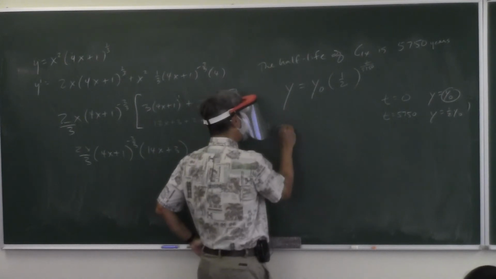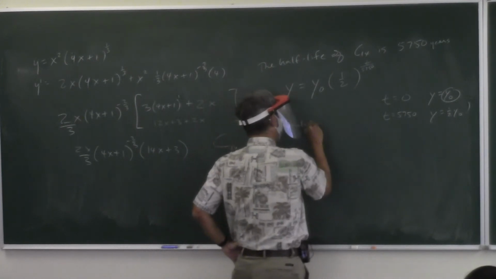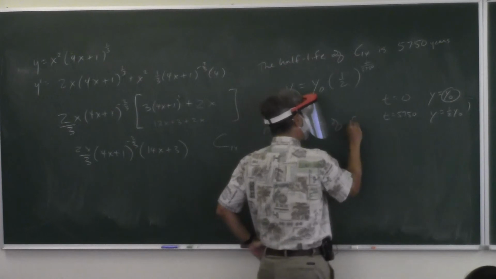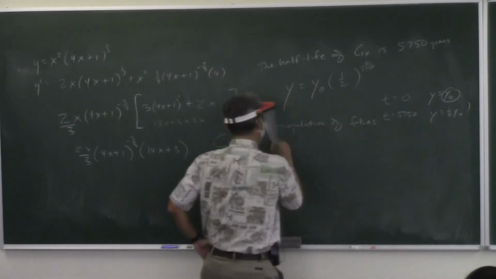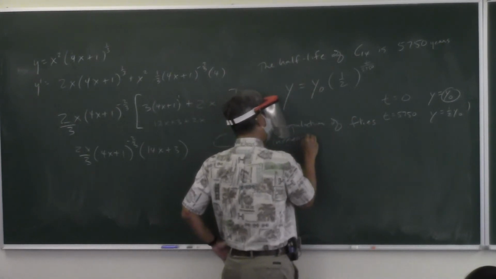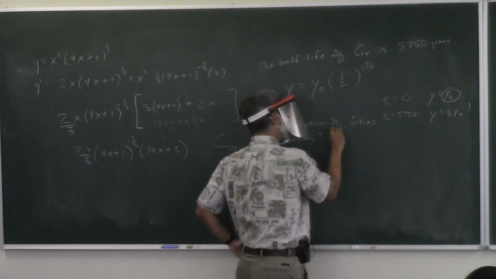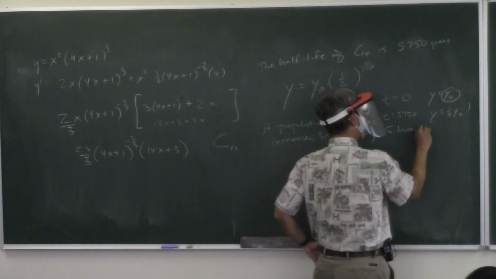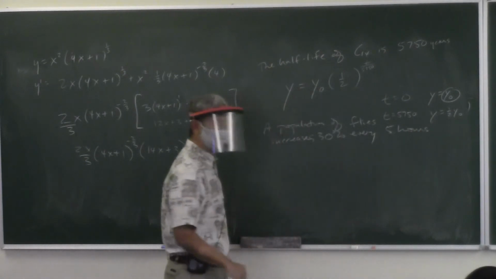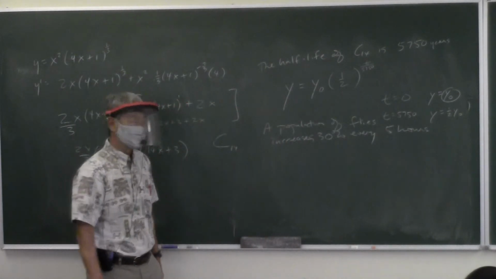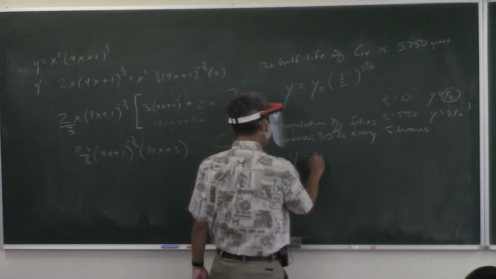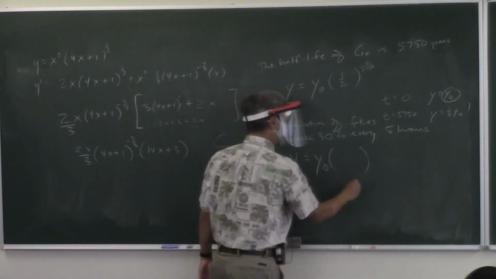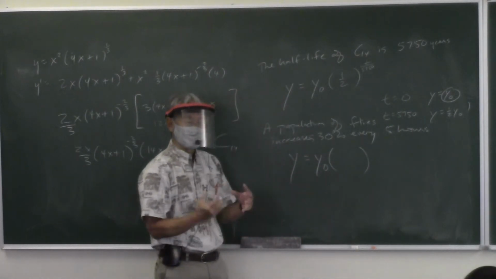So you have to be able to read a phrase, and then write an exponential function for it. Okay, let's do another one. A population of flies increases 30% every 5 hours. How do you write an exponential function for this? y equals y naught. Basically, what number do I put in parentheses?